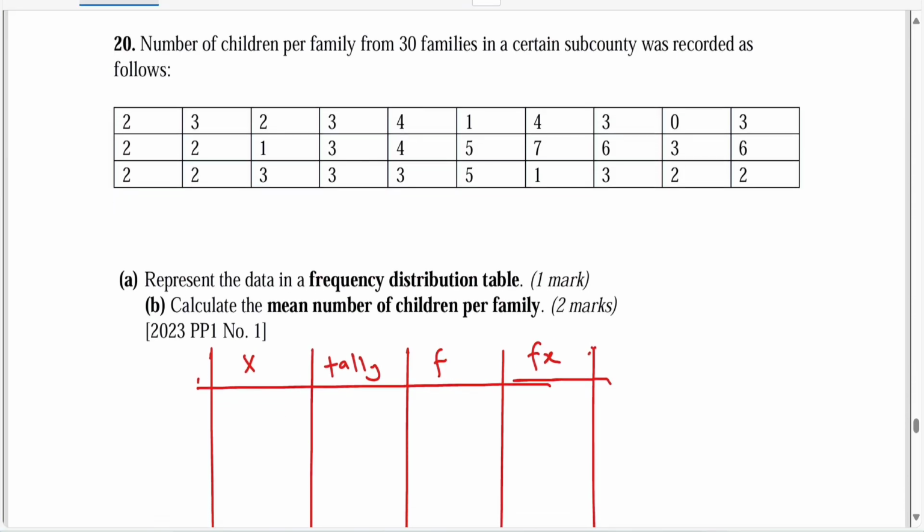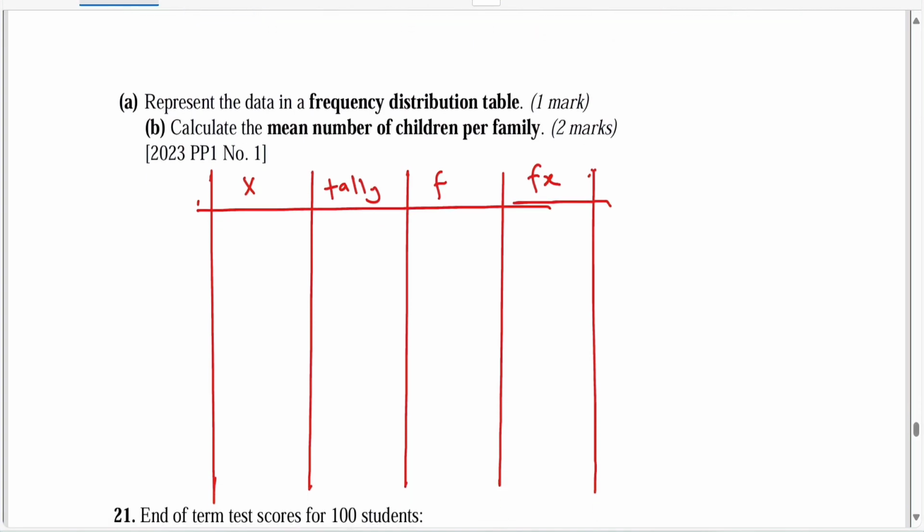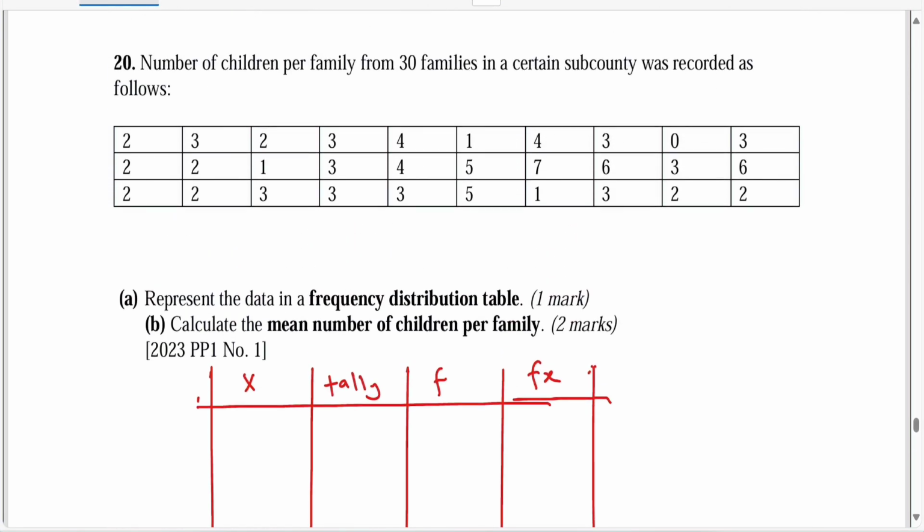Okay. The number of children per family from 30 families in a certain county were recorded as follows. You have these numbers. Represent the data in a frequency distribution table, 1 mark, and calculate the mean number of children per family. So X. So let's search for the numbers. The numbers here we have 1, 2, 3, 4, 5, 6, 7. I don't think we have another number apart from 7.